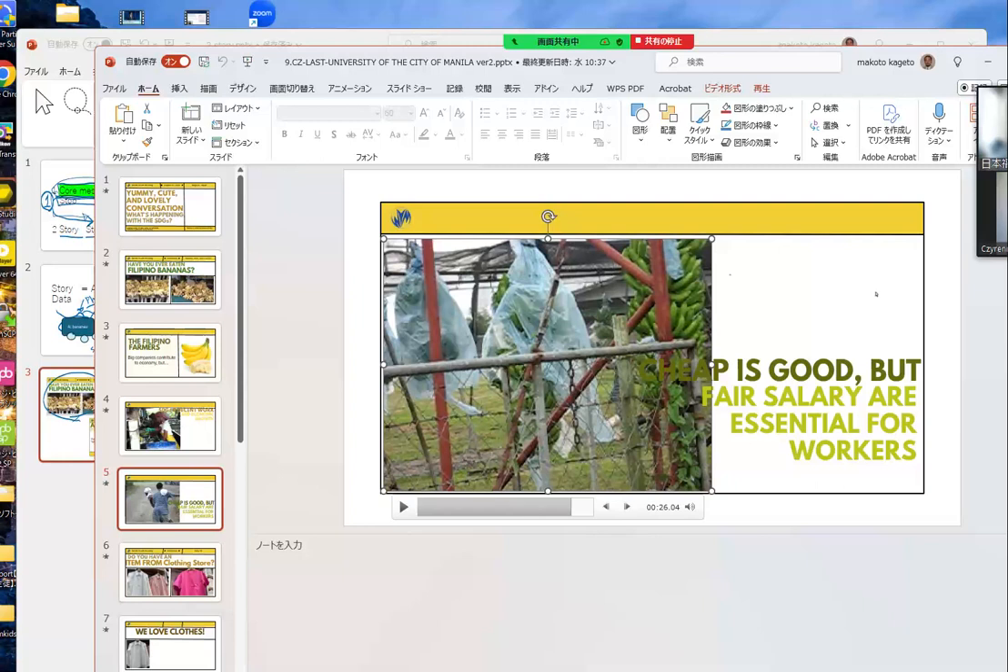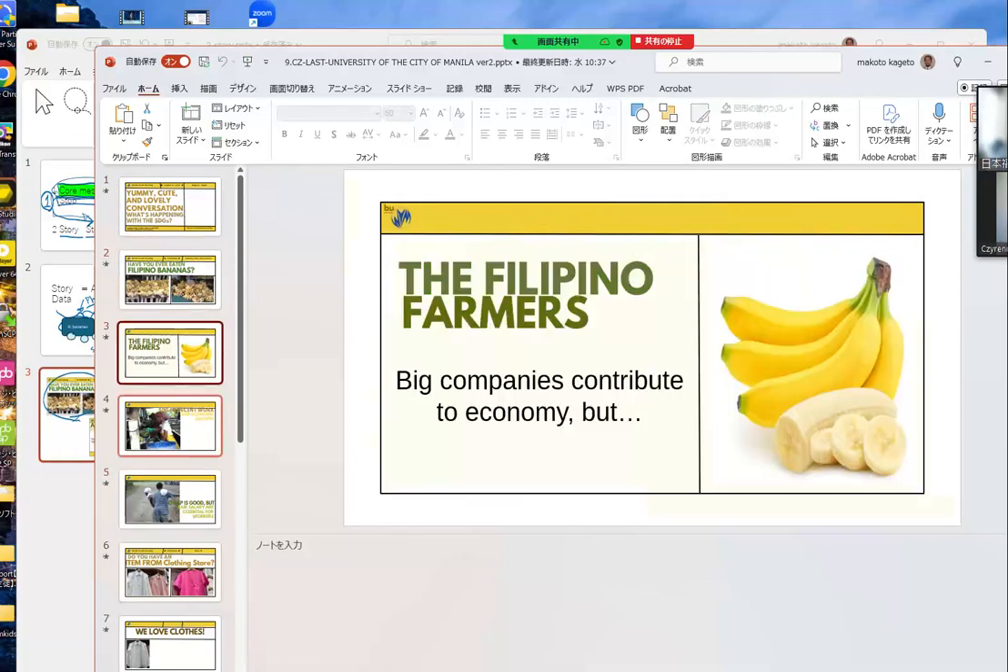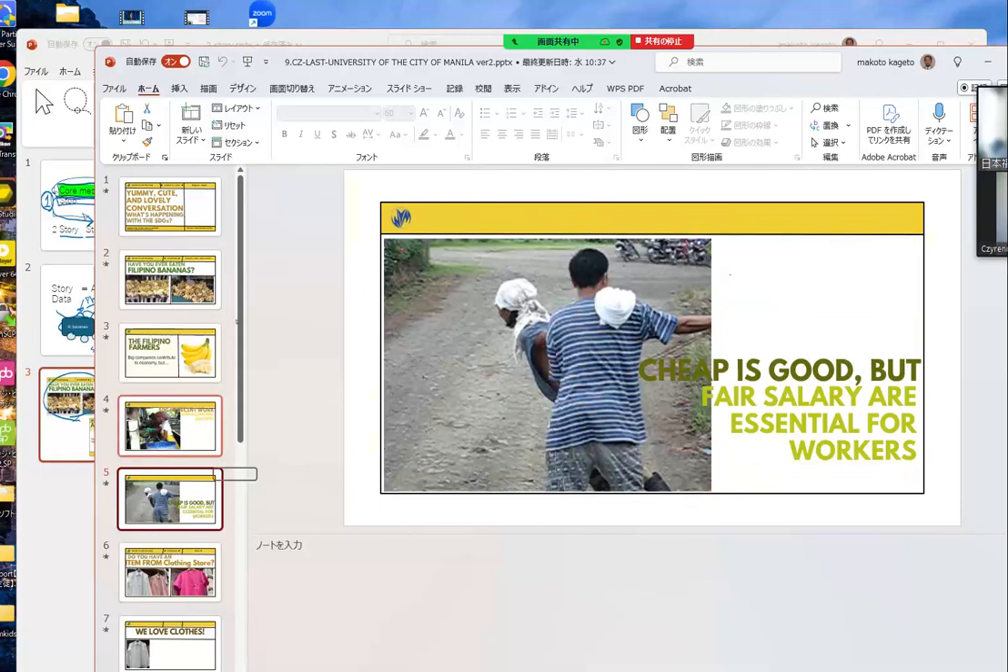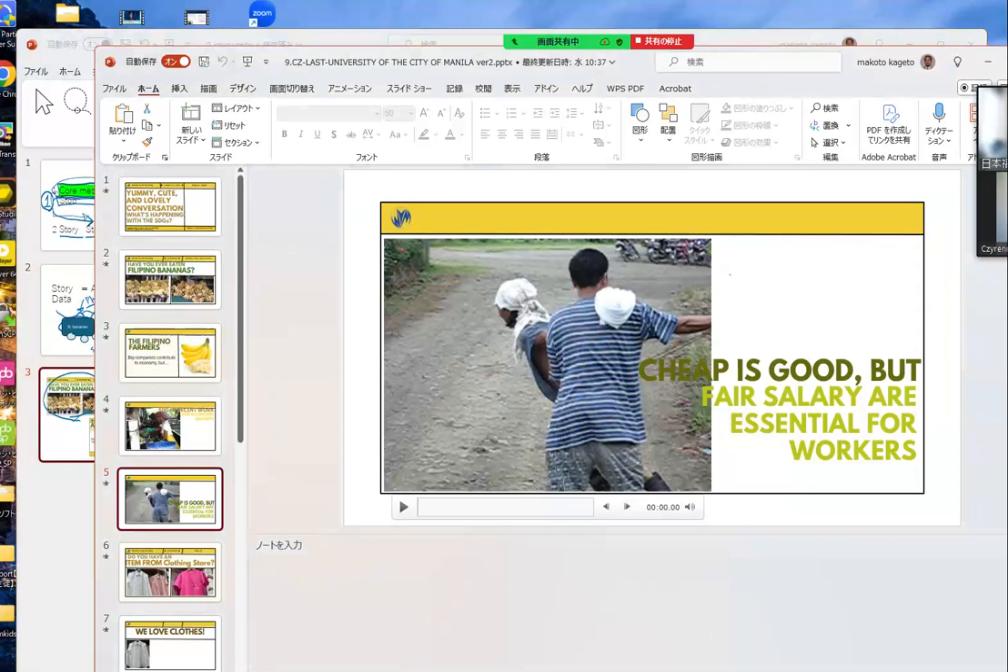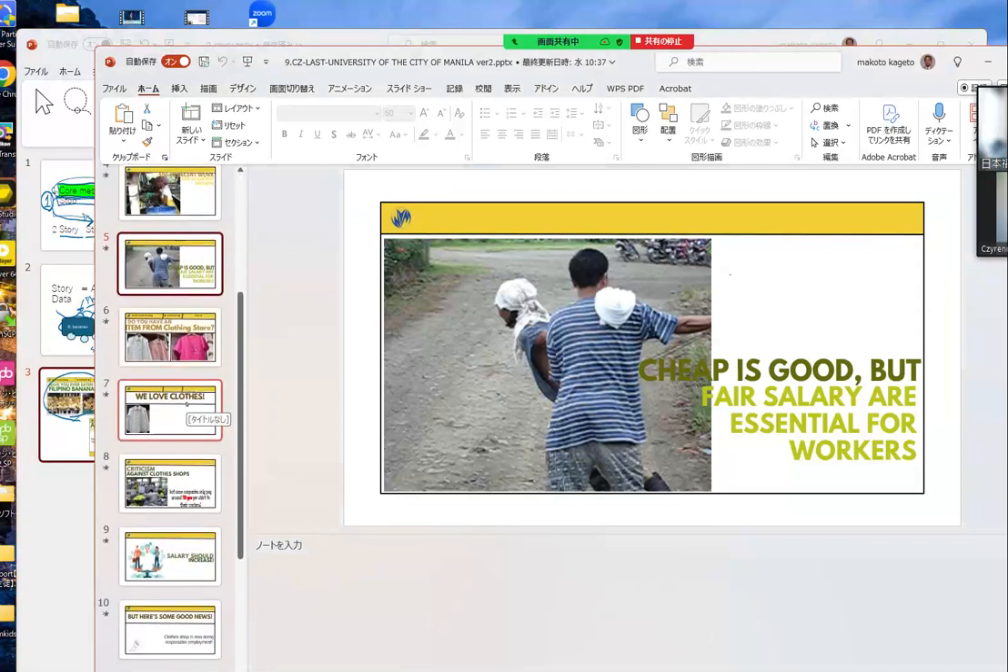Roughly 70 pesos, about 150 yen, about 150 yen per hour is the wage. Up to here, title and 2, 3, 4, 5, you will explain how terrible it is for the banana producing worker, the wages, okay? You explain that the wages are really low. That is one pillar. Next, you will talk about clothes. From here to here, 6, 7, 8, is the clothes part.